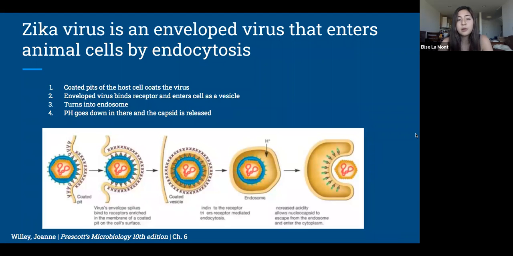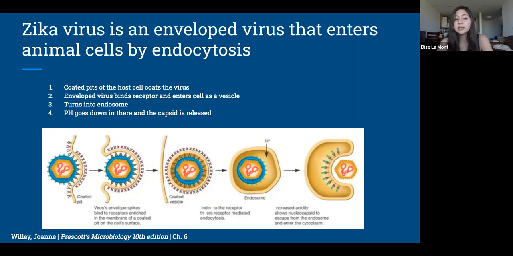It's also important to cover the route of infection for an enveloped virus such as Zika virus. First, the coated pits of the host cell coat the virus via envelope proteins. Viruses are tissue-specific due to specific receptors, since certain tissues only recognize certain proteins. Often these proteins are within the envelope of the virus. The envelope proteins allow the virus to bind to the receptor. So the enveloped virus binds to receptor and then enters the cell as a vesicle.